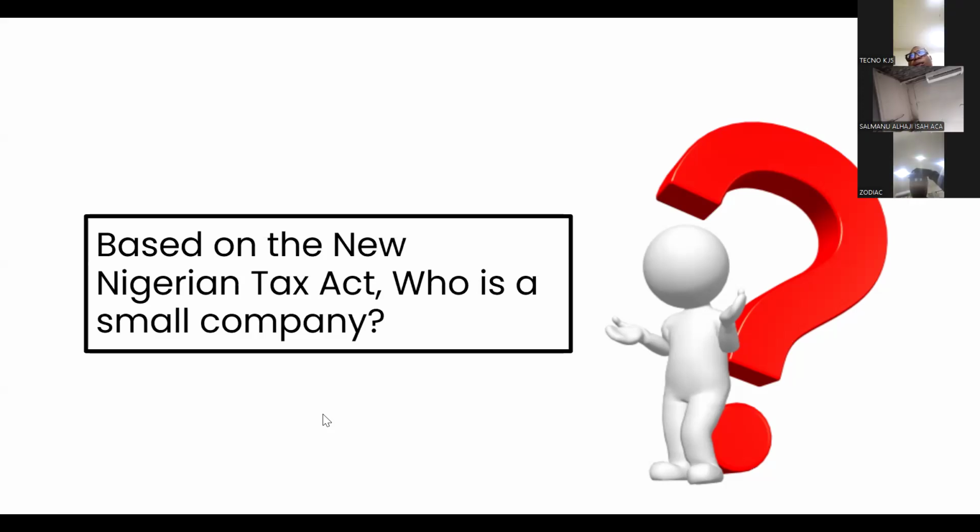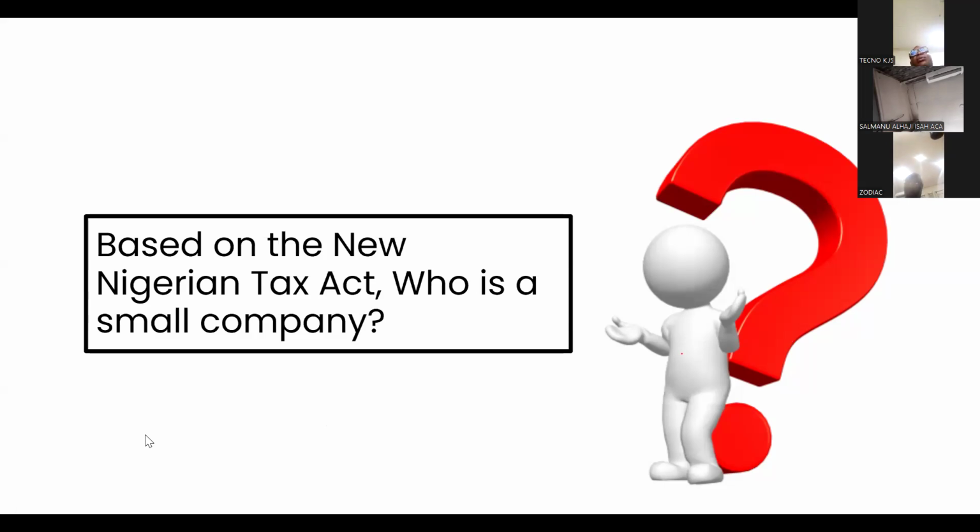Any last person? Dorcas, do you want to say something? Afternoon. Can you hear me? We can hear you, Dorcas. Good afternoon. My perspective about this is that a small company is a company with a gross turnover of less than 25 million and asset base of less than 250 million. Thank you, Dorcas, for your opinion.